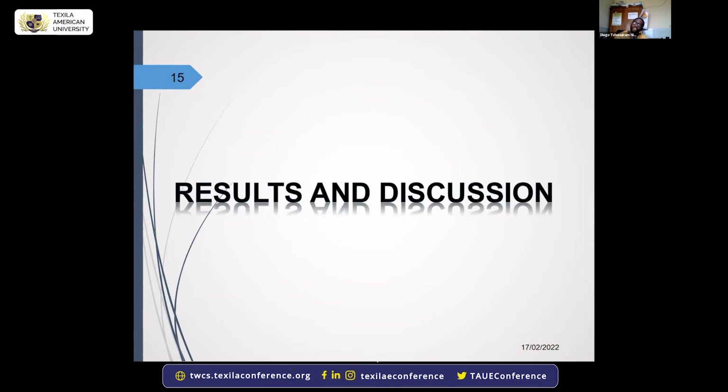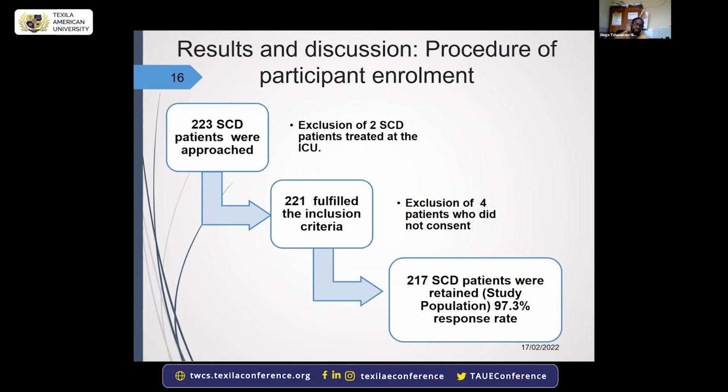Now we'll present our results, what we found on the field. We approached 223 sickle cell patients, amongst which 2 were excluded because they were very ill and hospitalized at the intensive care unit. Finally, 221 fulfilled the inclusion criteria, and 4 of them were excluded because they did not give consent. So we finally worked with 217 sickle cell disease patients, with a retention rate of 97.3%.